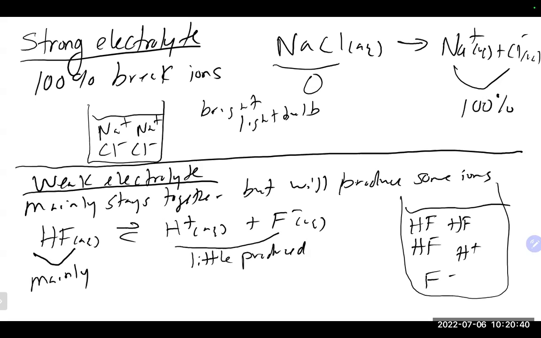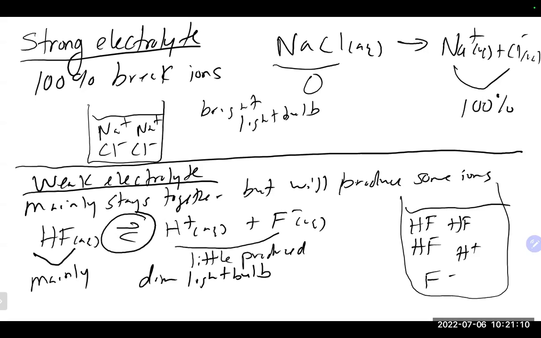Since it still produces some ions, it's still able to conduct electricity, but nowhere near what a strong electrolyte could do. If you did your light bulb example, you would have a dim light bulb. It would turn on, but it would be very, very dim because there's just a small amount of ions in the solution.